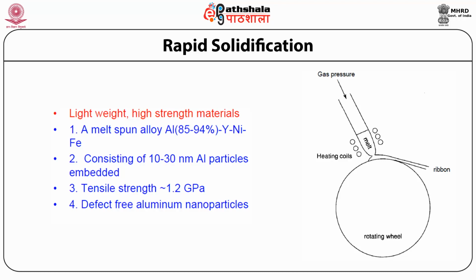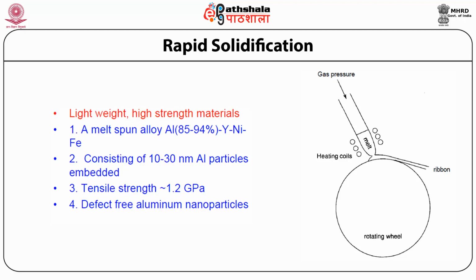The parameters that control the nanostructure of the material are nozzle size, nozzle to drum distance, melt ejection pressure, and speed of rotation of the metal drum. The need for lightweight, high-strength material has led to the development of 85 to 94% aluminum alloys with other metals such as yttrium, nickel, iron made by this method.